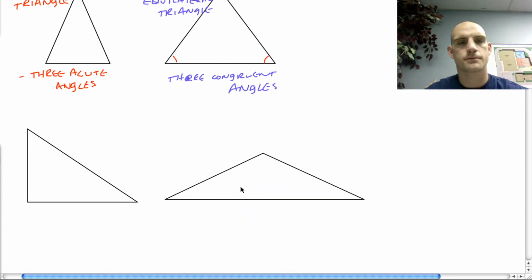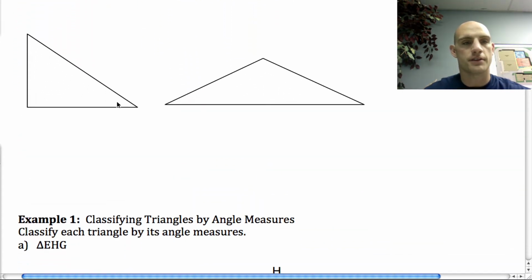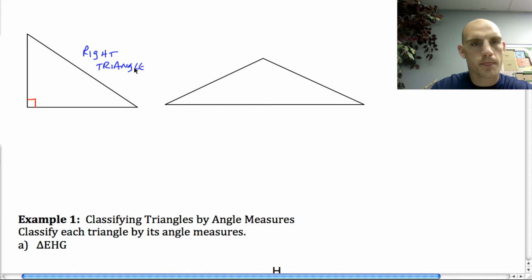The next 2 are going to be just a little bit different, because in these next 2 they're also distinct angles, but they are going to be having something to do with just one of the angles. Okay, so in the first one it had 3 distinct angles. The second one they had 3 of the same angles, and so in this one we're going to have one 90-degree angle, which we're going to call a right triangle. Okay, and it's characterized by one right angle.